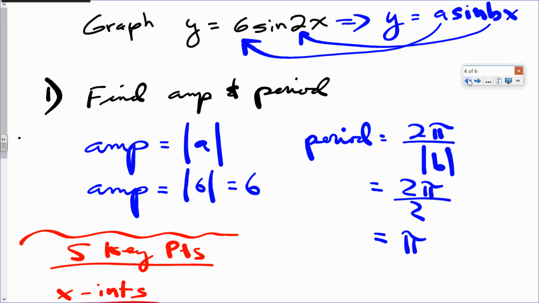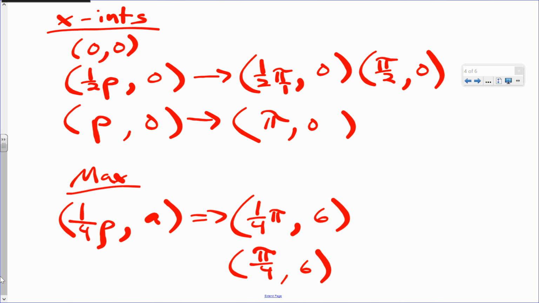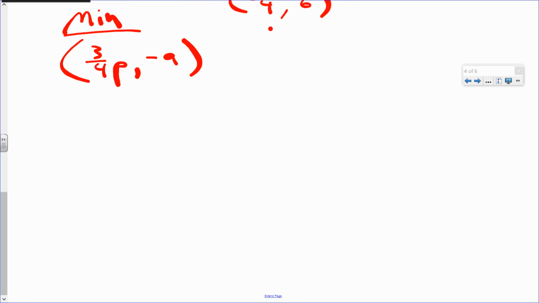And our minimum point now, right? That's the last point, the 5 key points. 3 x-intercepts, a maximum is the 4th point, the minimum will be the 5th point. And let's look at our guide. The minimum is 3/4 the period and the negative amplitude. Whatever the amplitude is, take the negative of that. That's going to be your minimum.